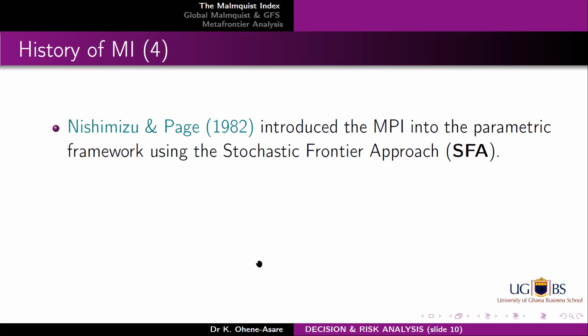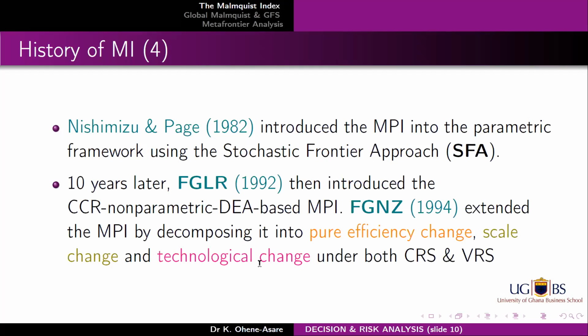Now, this bit of history is also very important. In 1982, Nishimizu and Page had already introduced the Malmquist in the parametric framework, in the stochastic analysis. We've already mentioned this. This is where they use a lot of distributional assumptions, and you have to specify functional forms and all of that. Ten years later, Färe, Grosskopf, Lindgren, and Roos introduced it in a non-parametric DEA approach, which is what we just said. But remember, Färe was there, and two years later, Färe again came.